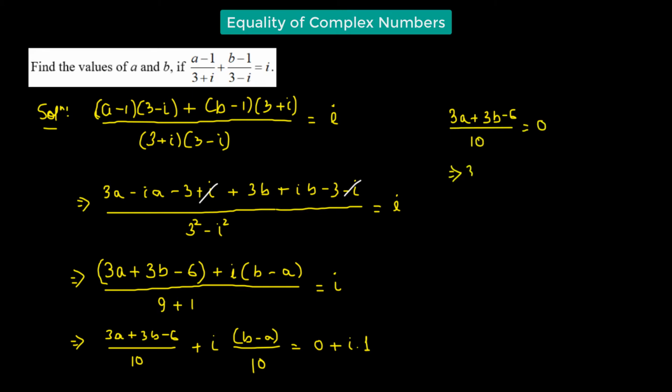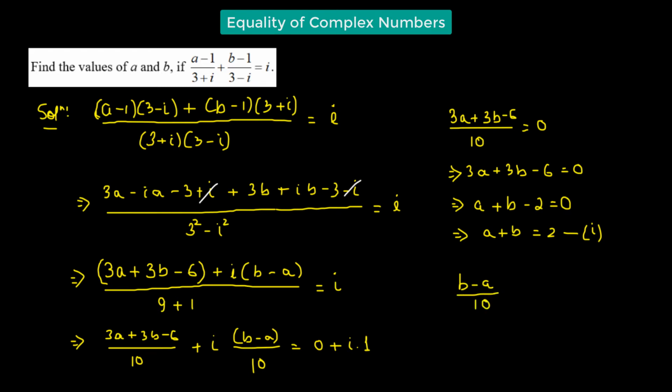Solving for this, we get 3a plus 3b minus 6 is equal to 0. Dividing both sides by 3, that gives us a plus b minus 2 is equal to 0, and we have a plus b equals 2. So let this be the first equation. Then we equate the imaginary part, so we have (b minus a) divided by 10 is equal to 1. So this gives us b minus a is equal to 10, and we have b is equal to a plus 10.